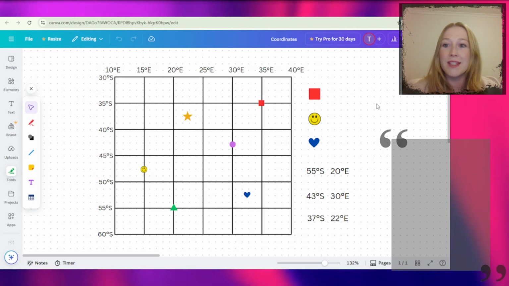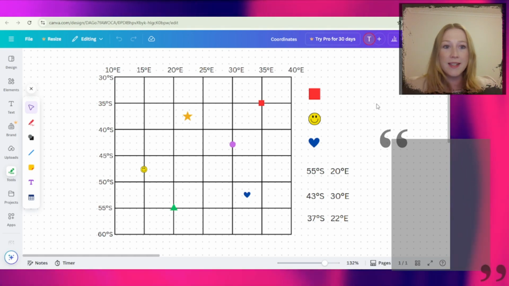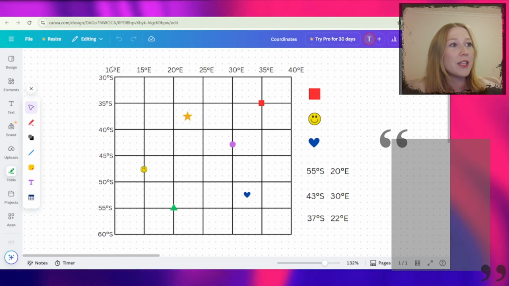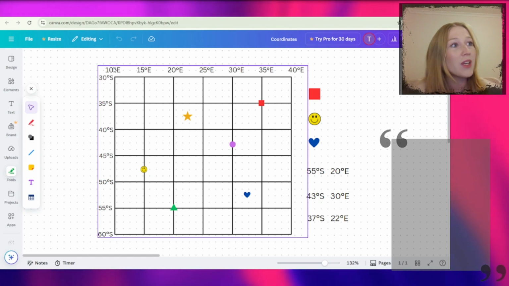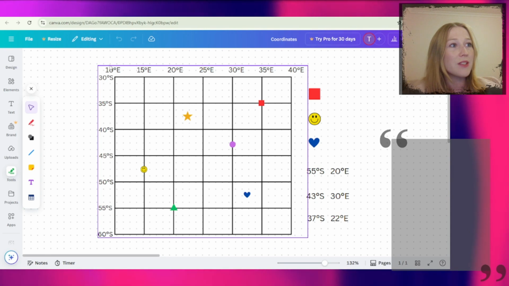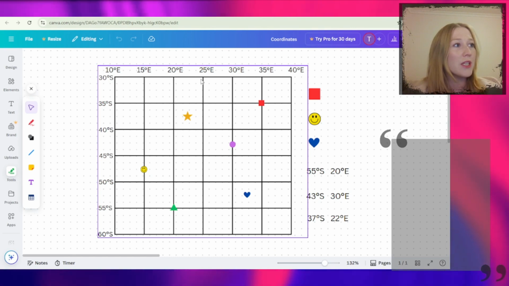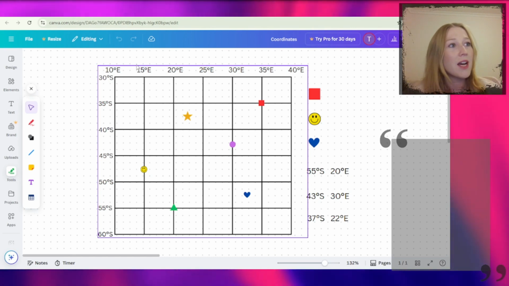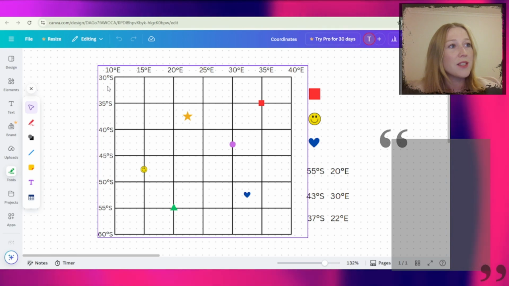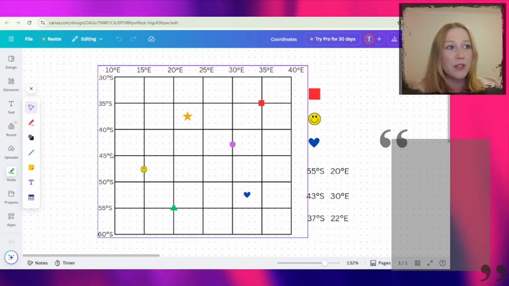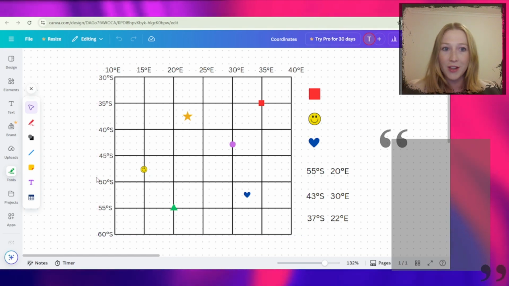Now, coordinates help us pinpoint where exactly in these hemispheres we are. Coordinates, we initially use degrees. So over here by east, we can see it's going up 5 at a time. So that's 10 degrees east, 15, 20 degrees, 25. And then over here, going towards the south, we have 30 degrees south, 35, 40, 45 degrees south, and onwards.